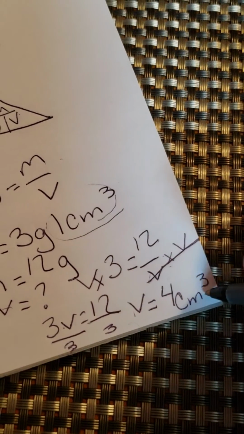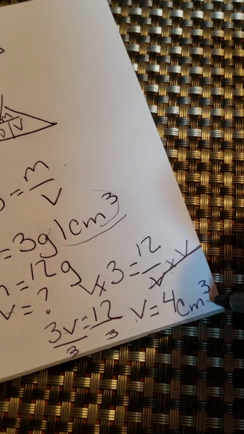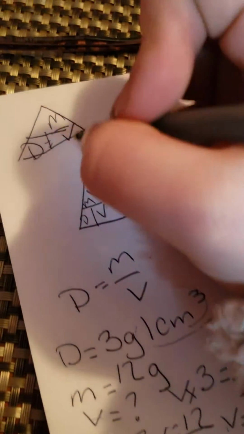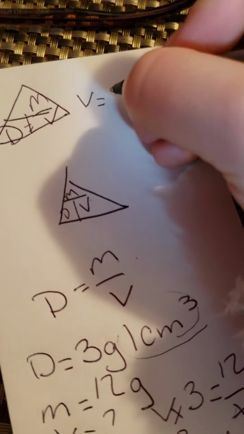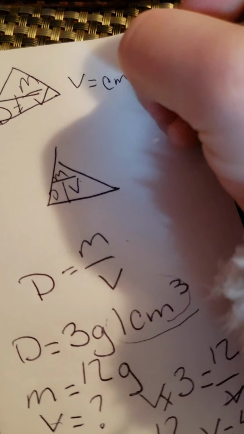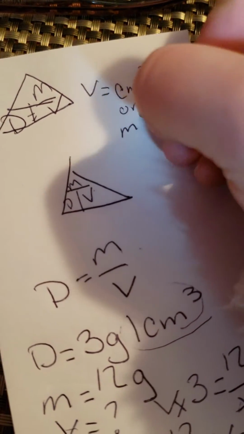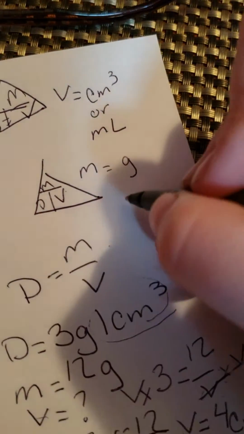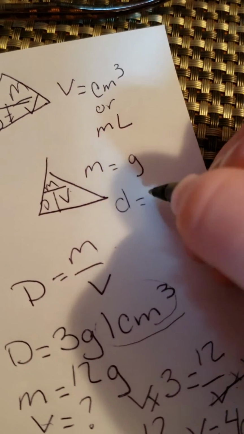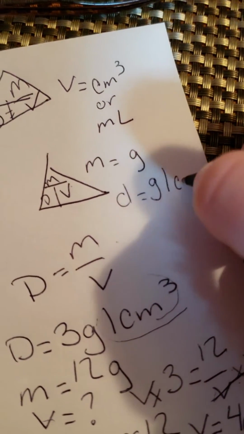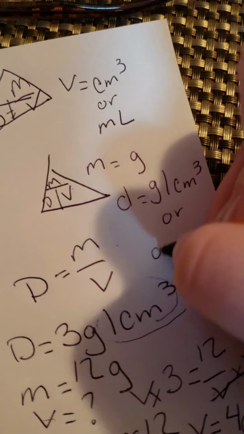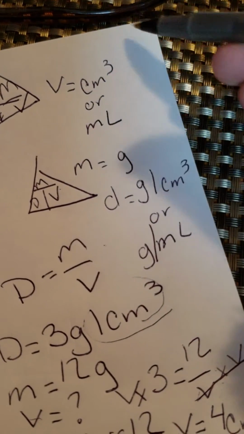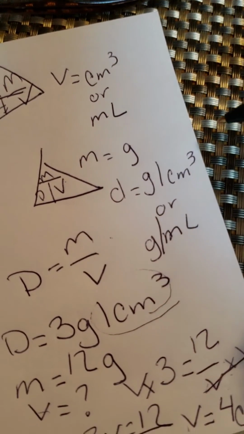You want to make sure that you always have the proper units for all of your numbers, for all of your measurements. So volume is always going to be measured in centimeters cubed or milliliters. Mass is always going to be measured in grams, and density is either going to be measured in grams per centimeter cubed or grams per milliliter. So those are always going to be your units for those particular measurements.